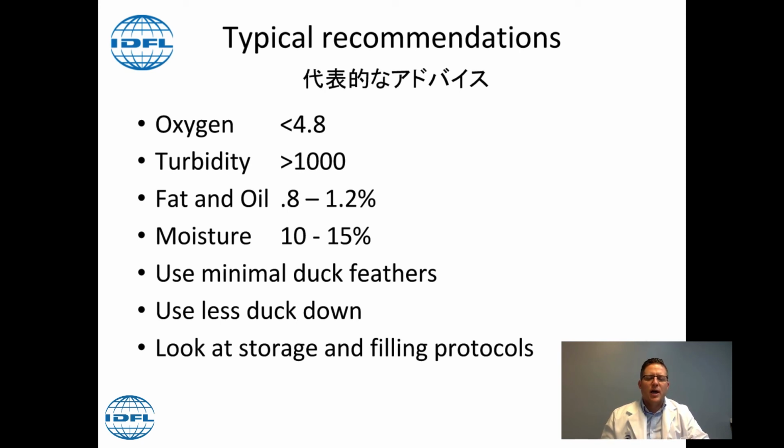Typical recommendations for each one of the different tests I've just mentioned is an oxygen of less than 4.8. A turbidity generally between 500 or over 1,000 is also very good. Once again, for fat and oil, you're usually looking for right about 1%. As low a moisture as possible is usually optimal, but it depends upon where the material is coming from and how much moisture is being absorbed, whether it's a down or a feather product. Some other general solutions are using less duck, using more down, and also looking at the storage and filling protocols.